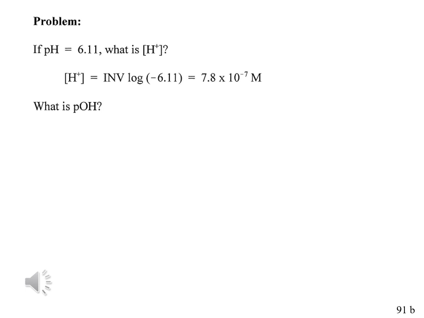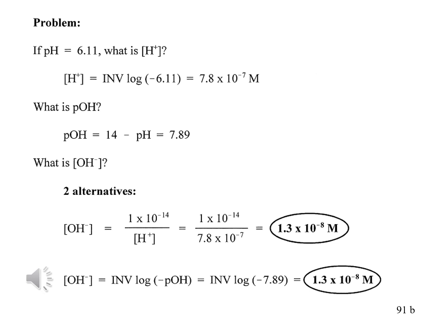Then how do I get pOH? You just take 14 minus, and that will give you the pOH. Now, we now have two different ways to get OH. One way to get it is by taking 1 times 10 to the minus 14 divided by H plus gives you OH.